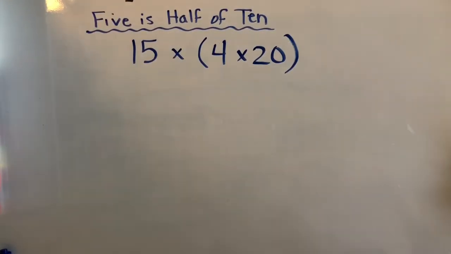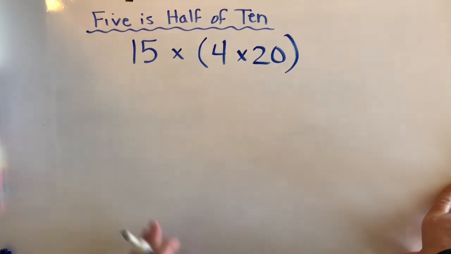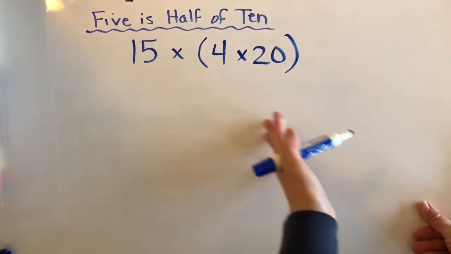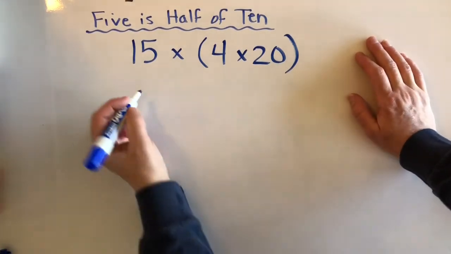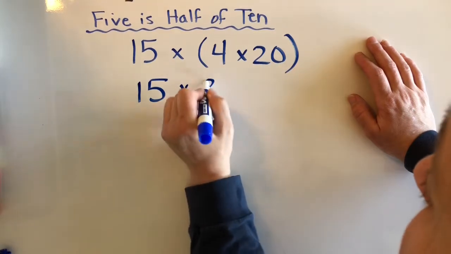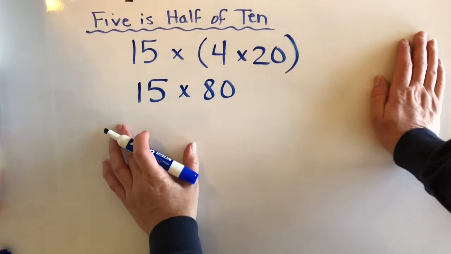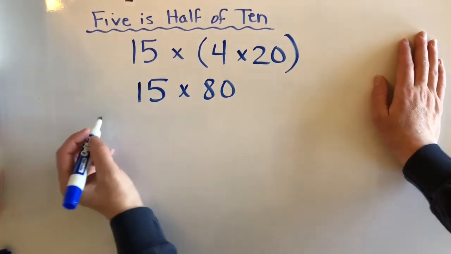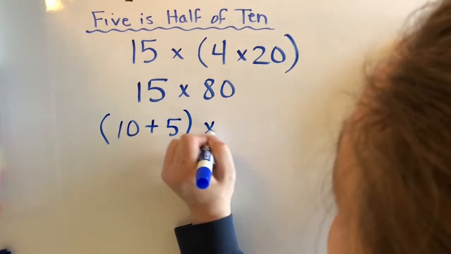Another strategy that we're going to practice that we haven't done in a while is 5 is half of 10. So the problem I have here is 15 times the quantity 4 times 20. In order to solve this problem, I can do 15 times 80. Now, there are 2 ways I can break this up. I know 5 is half of 10. So first of all, I could break 15 up into 10 and 5 times 80.